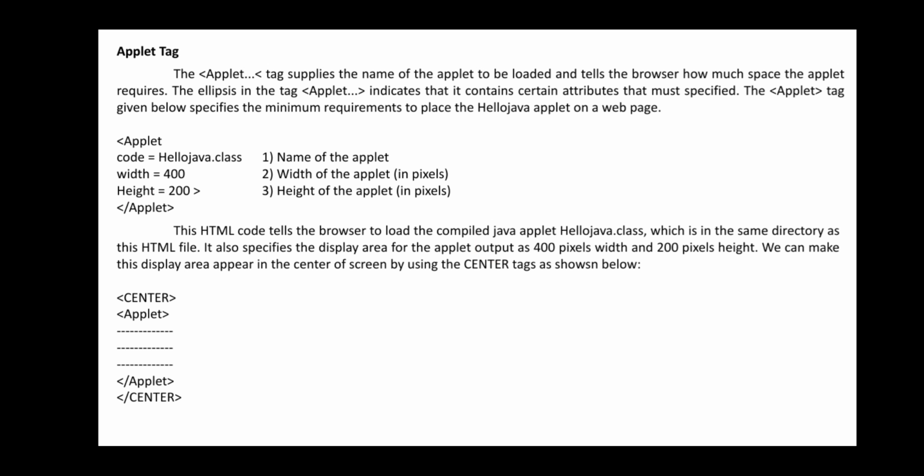The applet tag is going to have code. Code hello Java means it is a file name, and when you compile any program, it creates its own class name, hello Java dot class. Then width and height: the window size you are going to fix here. You write the width of the applet in pixels, and the height of the applet is displayed in pixels. At that position you define this particular applet tag.